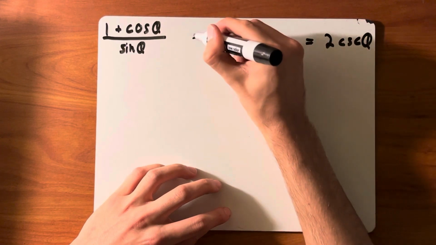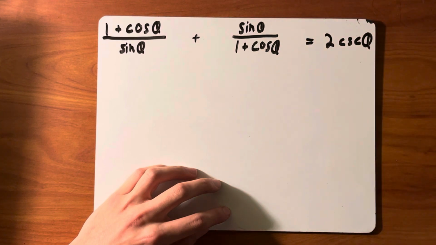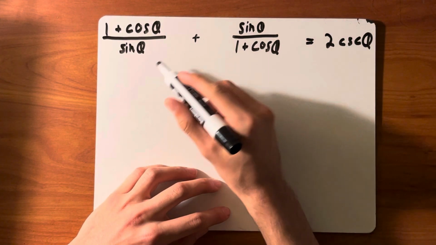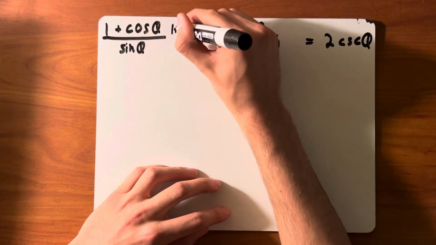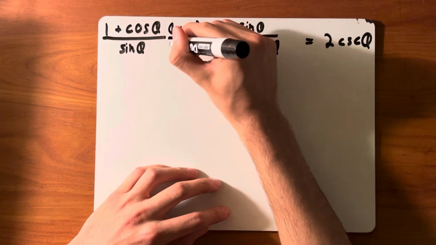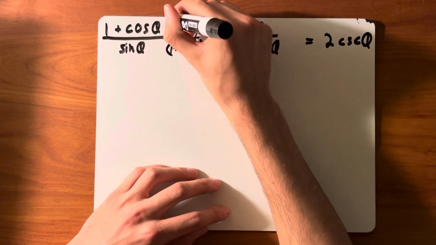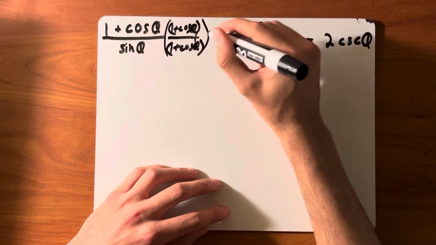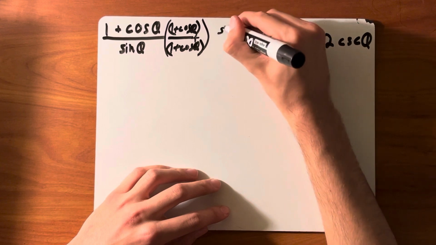because this is going to make simplifying it a lot easier later on, and it's going to make it a lot more efficient. So we're going to multiply this fraction by the opposite denominator. So that would be 1 plus cosine theta, multiplying both numerator and denominator, just like that. And then we're going to multiply this one by the opposite denominator, which is sine theta.